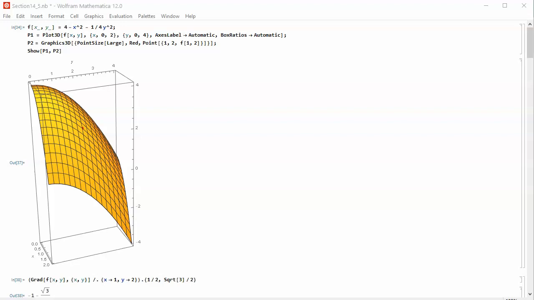Hello everyone, welcome back to Calc 3. We're going to pick up where we left off, talking about section 14.5. I'm going to start with talking about the geometric interpretation of directional derivatives.